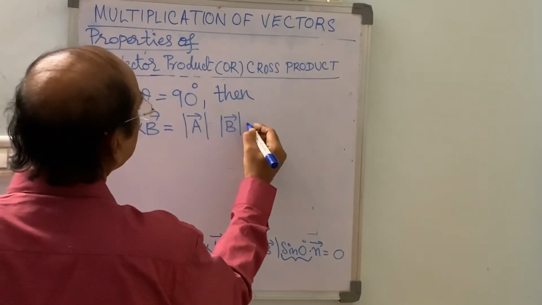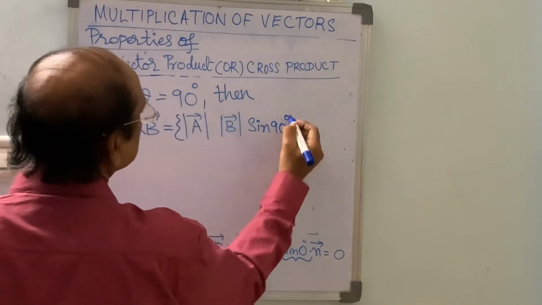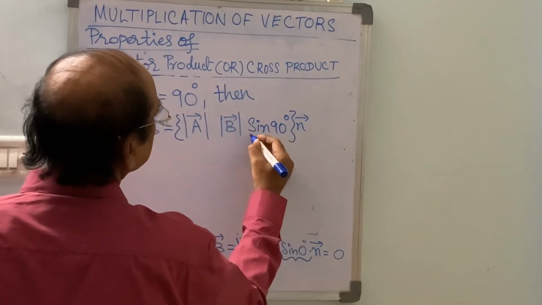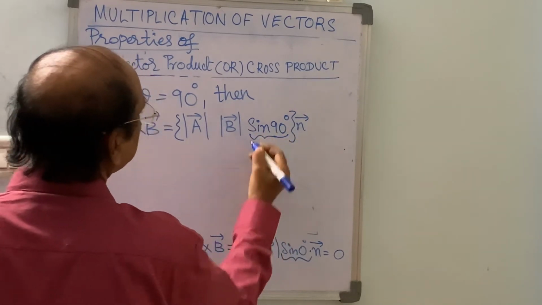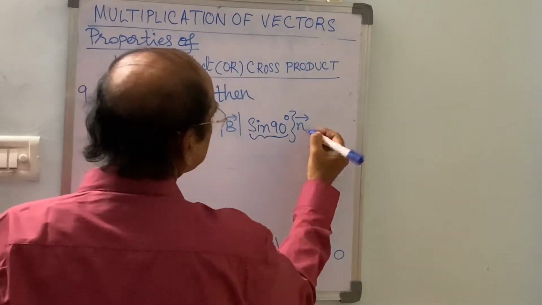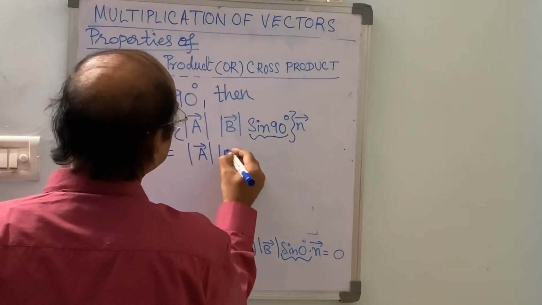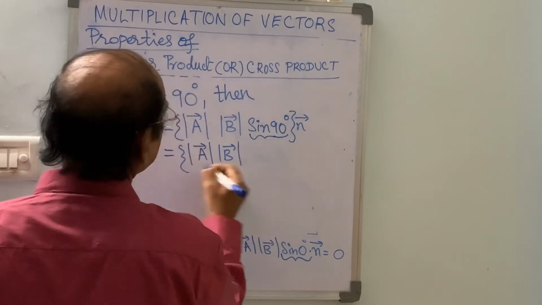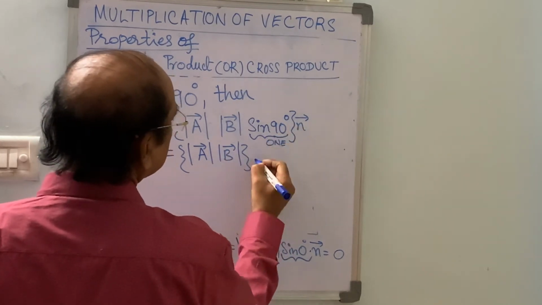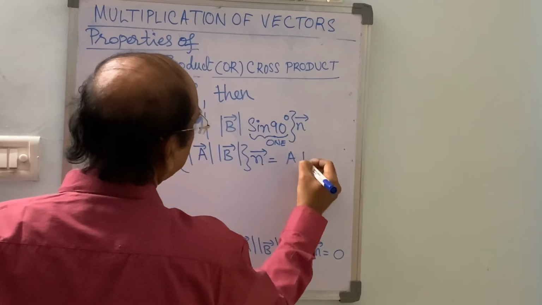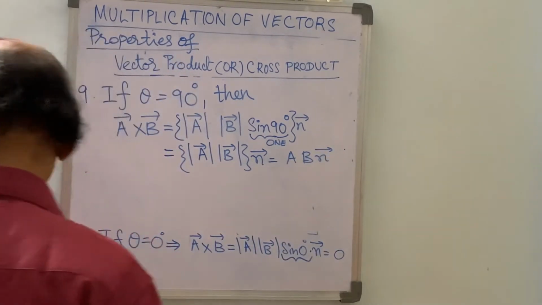And if they are perpendicular to each other, then theta is equal to 90 degrees, since sin theta is maximum, sin 90 is 1, therefore magnitude of A bar into magnitude of B bar into, since this is equal to 1, into 1 n bar, simply we may write AB into n bar, which is the maximum value for vector product.